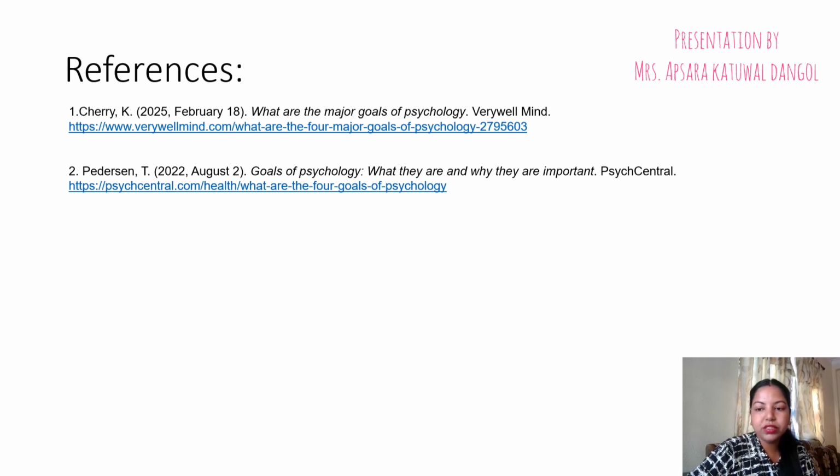So, let's do a quick revision. What are the four main goals of psychology? So, the number one is to describe the behavior, second is to explain behavior, third one is to predict behavior, and fourth one is to change or modify the behavior.